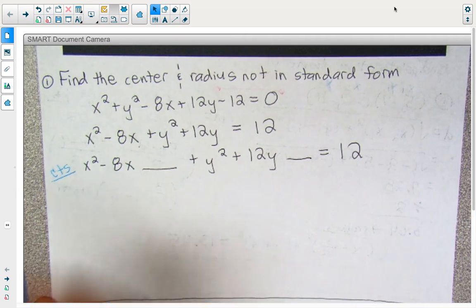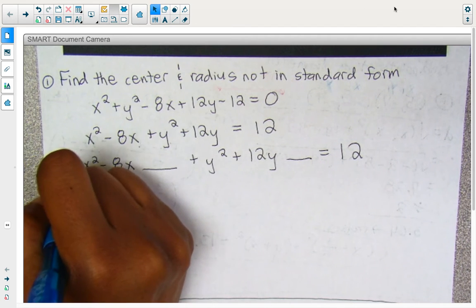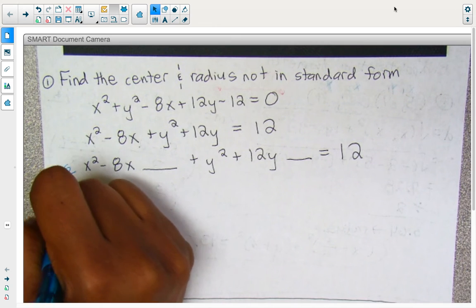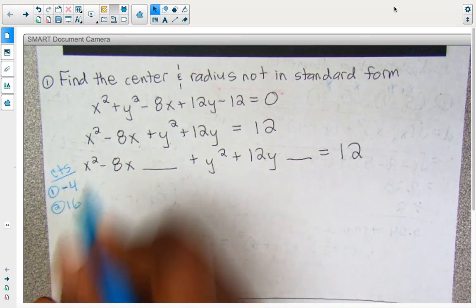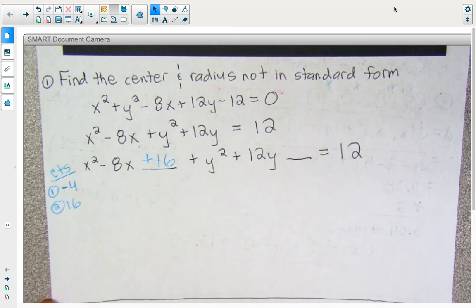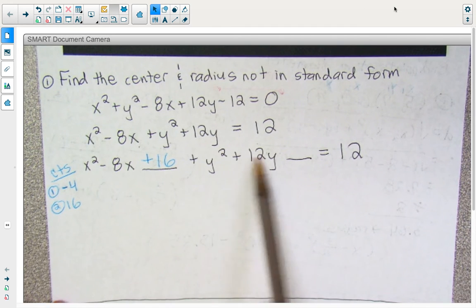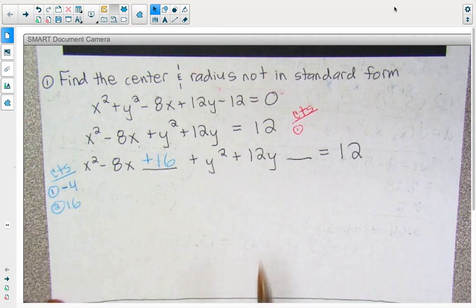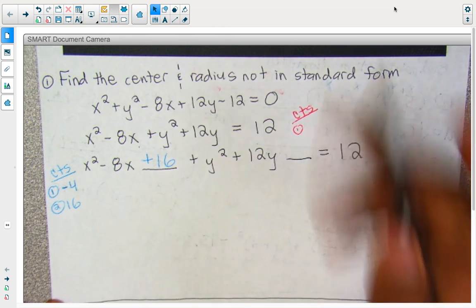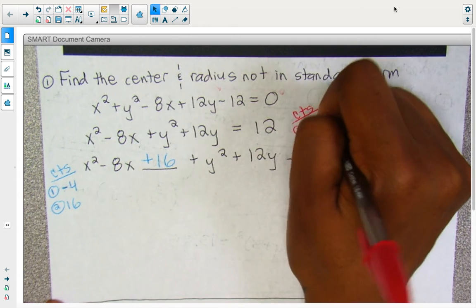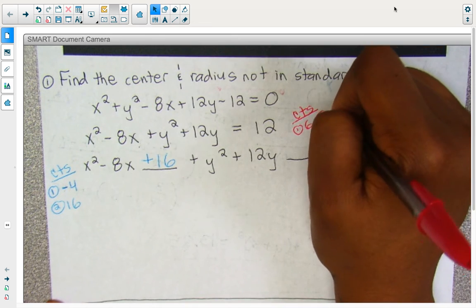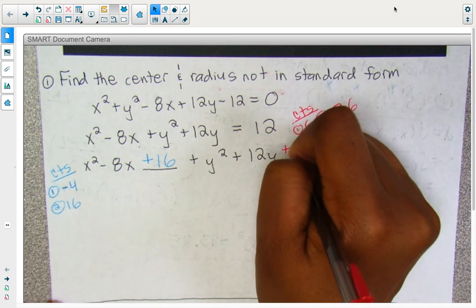So half of negative 8 is negative 4. And I'm going to square that number. Negative 4 squared is 16. So I'm going to add 16 in this spot right there. Then I've got to do it again. So this one here, I'm going to do that up here. So step one, take half of the middle number, which is 12. So half the middle number is 6. And then step two, I'm going to square 6. 6 times 6 is 36. So I'm going to add 36 here.